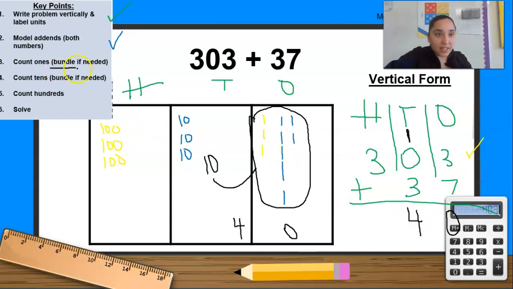Now, the next key point says count the hundreds. 3 hundreds plus nothing. Let's look. So, 100, 200, 300, boys and girls. Here we go. So we have 300. We are done solving the problem correctly. Now, let's see. Does this model match the vertical form, boys and girls?